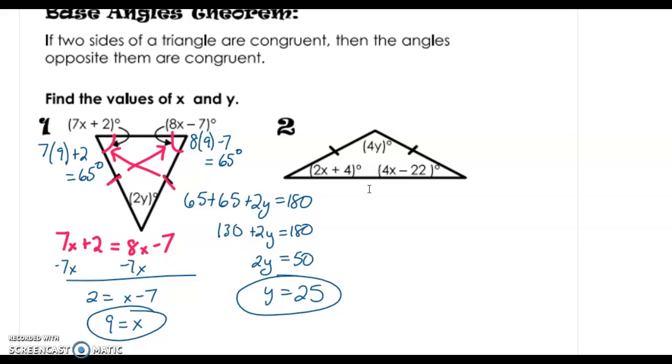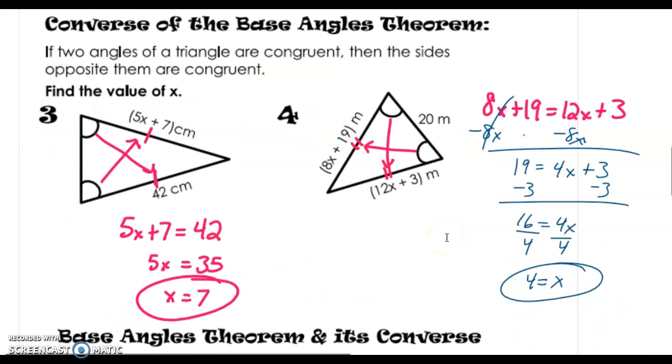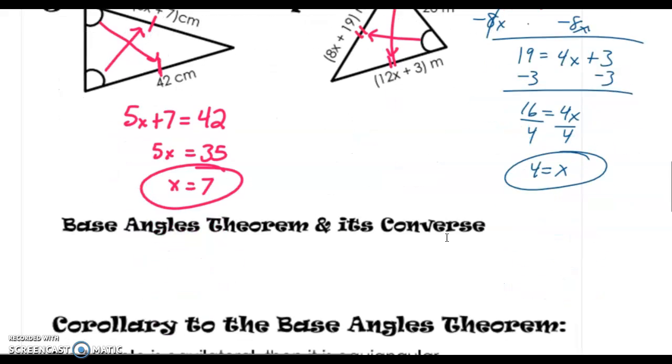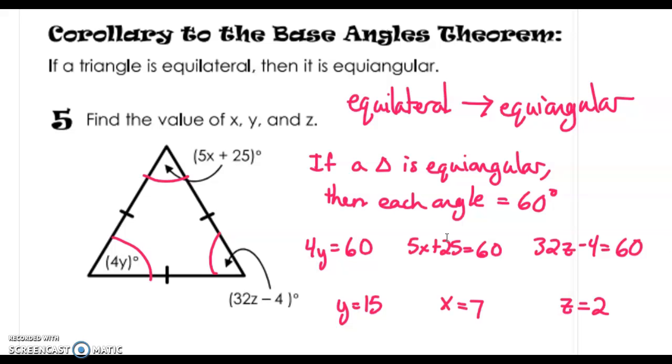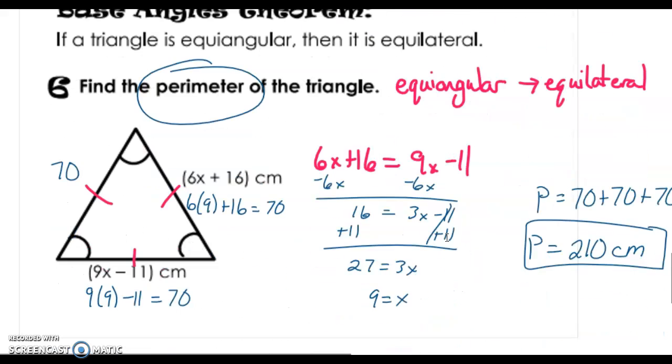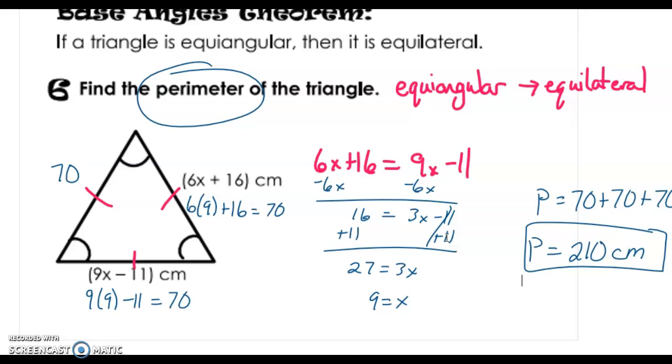The next thing you know is that if you know two legs are congruent, it's isosceles, and therefore the base angles are congruent. The converse says if you know the base angles are congruent, then you know the two legs are congruent. The corollary says if it's equilateral, then it's equiangular. And the corollary to the converse is if it's equiangular, then it's equilateral. And last but not least, when a triangle is equiangular, three angles are equal, each angle equals 60 degrees.